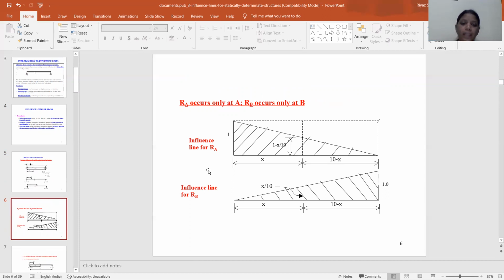So, influence lines for RA. The unit load is 1 kilonewton. At distance X, cut by the section, the ordinate is 1 minus X divided by 10. The distance is X, the remaining distance is 10 minus X, and the overall length is 10 feet. So this is the influence line for RB: X divided by 10, at distance X from A. The shear force is X divided by 10. Next is 10 minus X. The unit load is 1.